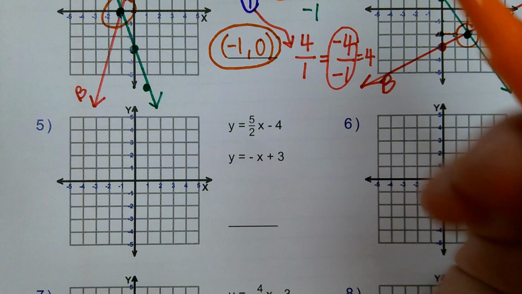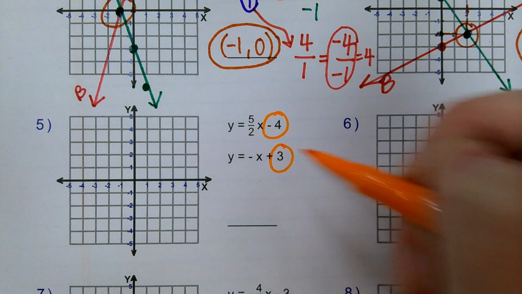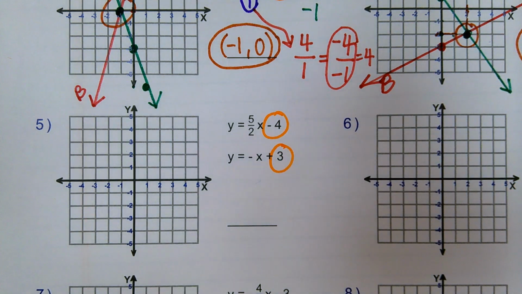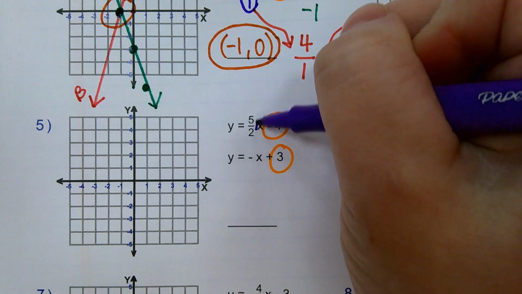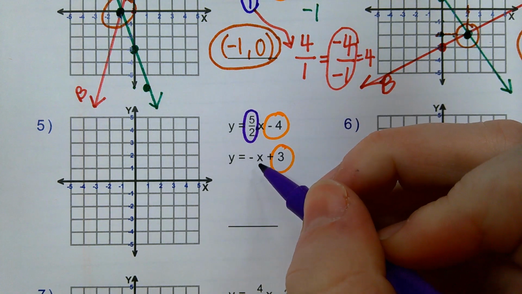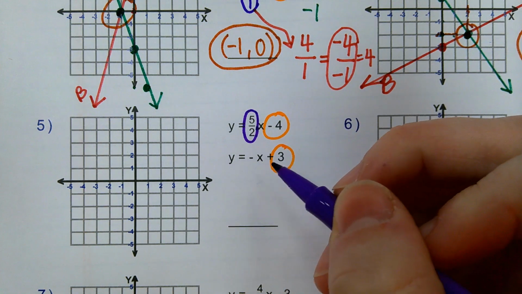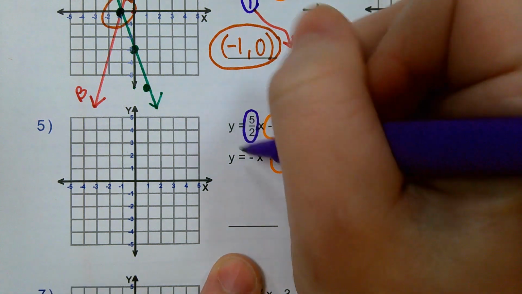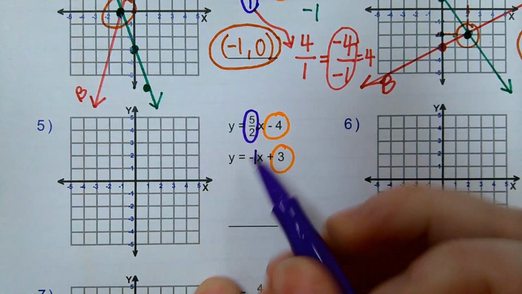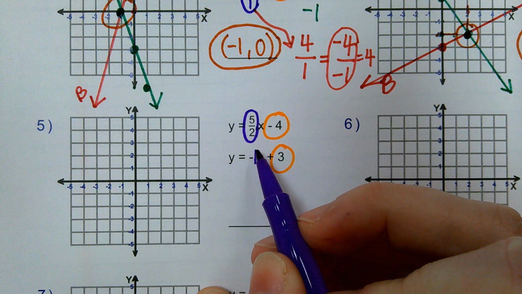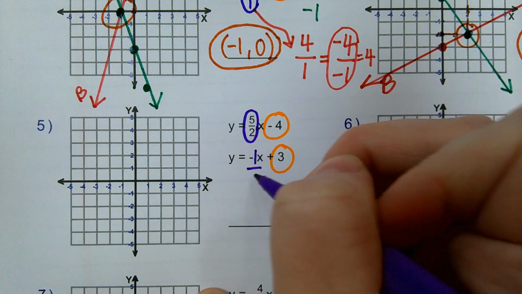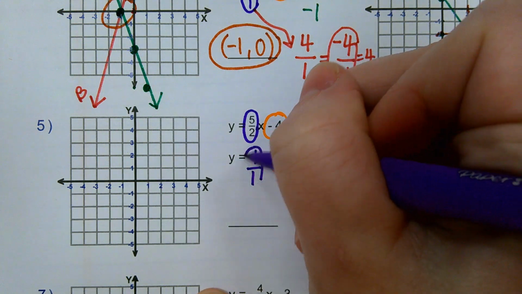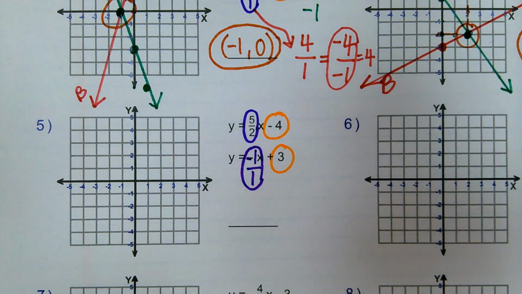Y-intercepts, what are they? Negative 4 and 3. Good. Negative 4 and 3, and our slopes? 5 over 2 and negative 1 over 1. Oh, yes. Remember, if x is by itself, there's an invisible 1 there. So since it's a negative x, it's a negative 1 over 1. Good.